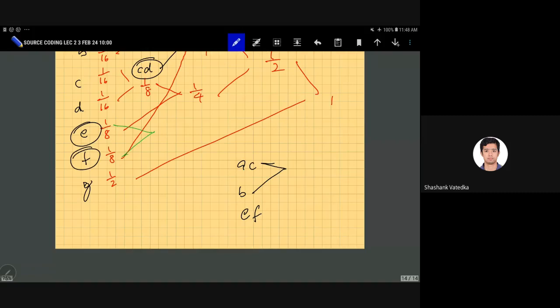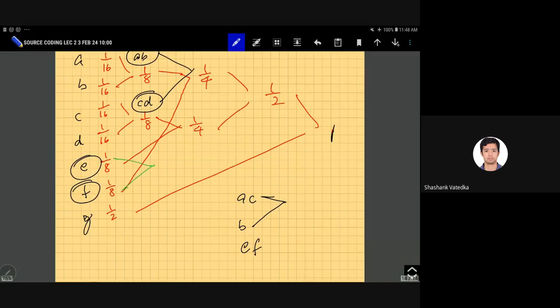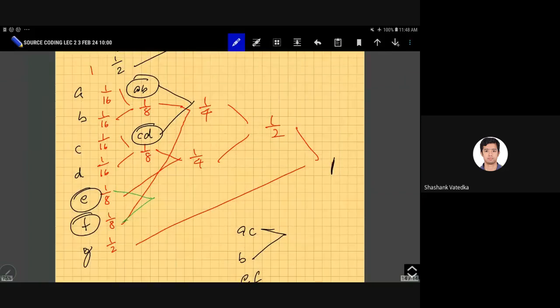And when you merge, irrespective of whether the probability mass function is dyadic or not, you will always get a 1 at the root, because at each step you're just summing up the probabilities. So the total value at the root is the sum of the probabilities of the super symbols below, which is essentially equal to the sum of the probabilities of all the symbols, which will be equal to 1.